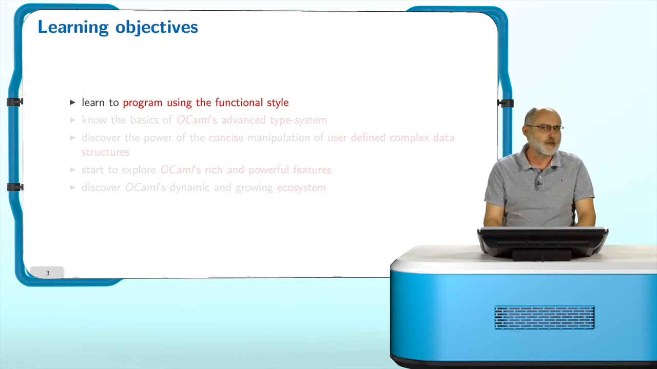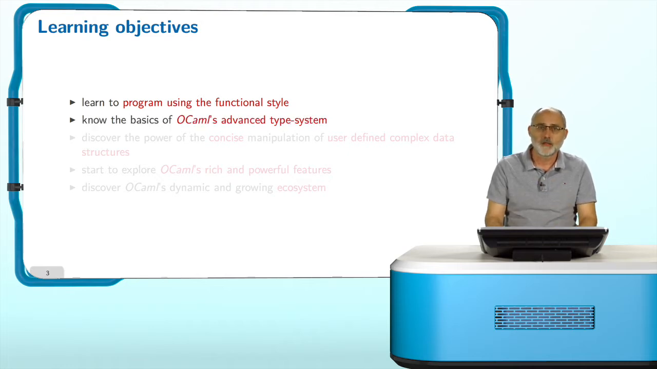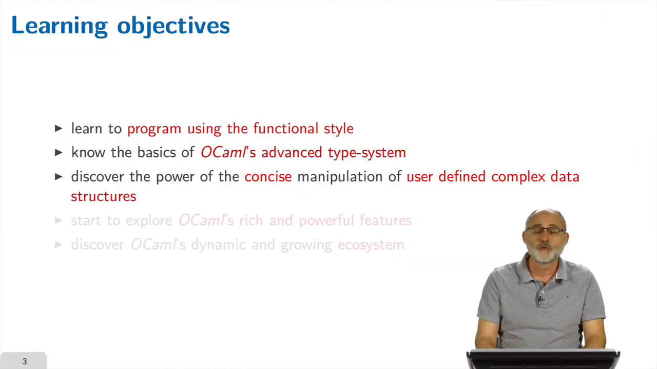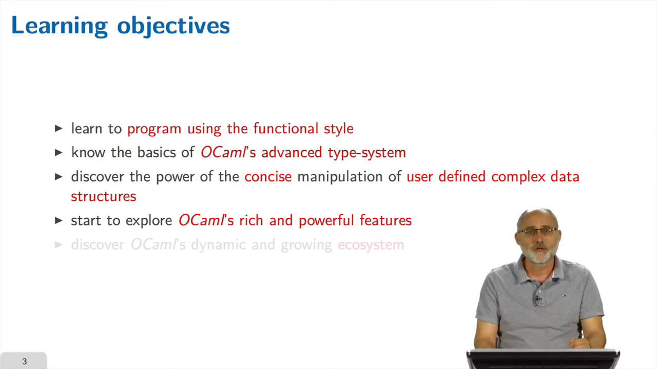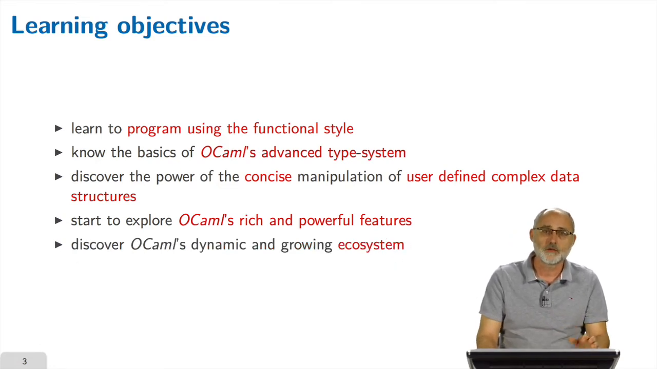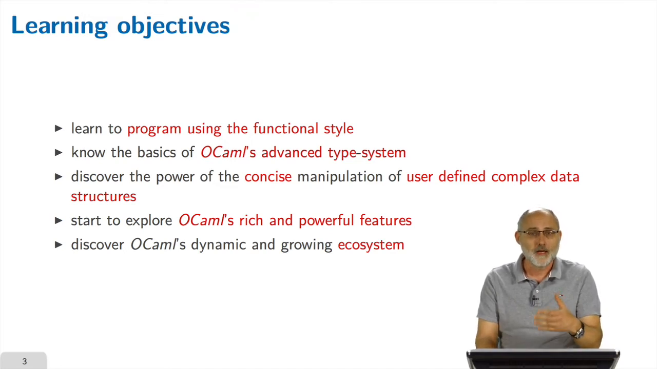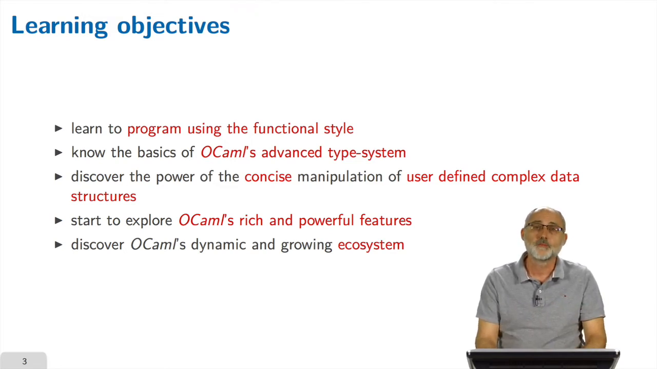What are the learning objectives of this course? We want you to learn how to program using the functional programming style in general, but in particular, we use the OCaml programming language and its advanced type system, discover how to manipulate complex data structures which are defined by the user in a very concise way, and then start to explore other rich and powerful features of the OCaml programming language and discover how the ecosystem around this language has been growing dynamically over the last years.